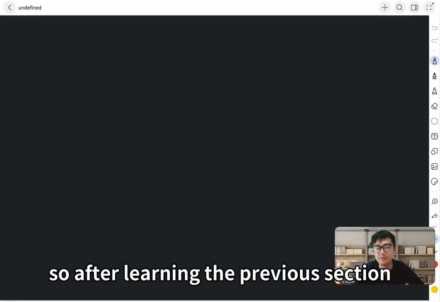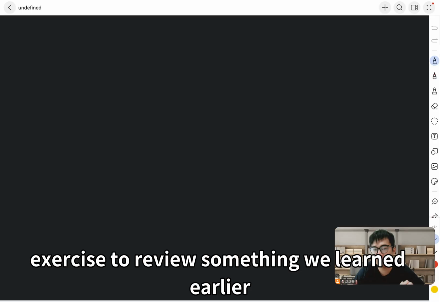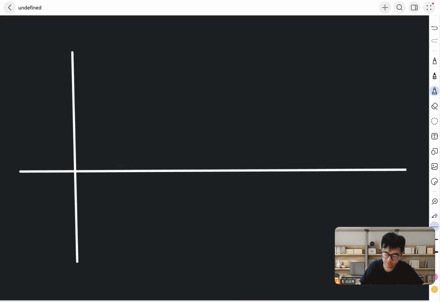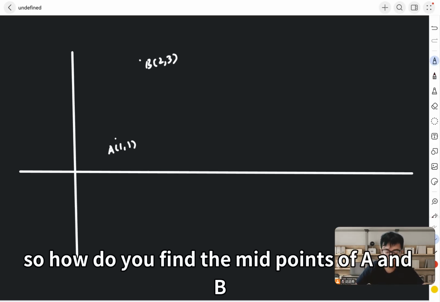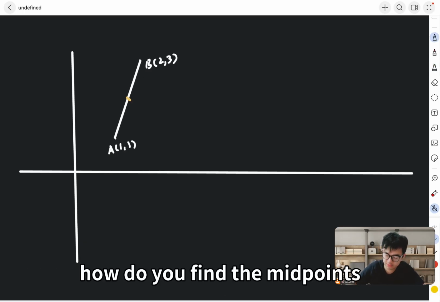So after learning the previous section, let's just do a quick exercise to review something we learned earlier. Suppose you have 2 points, A (1, 1) and B (2, 3). How do you find the midpoint C of A and B?